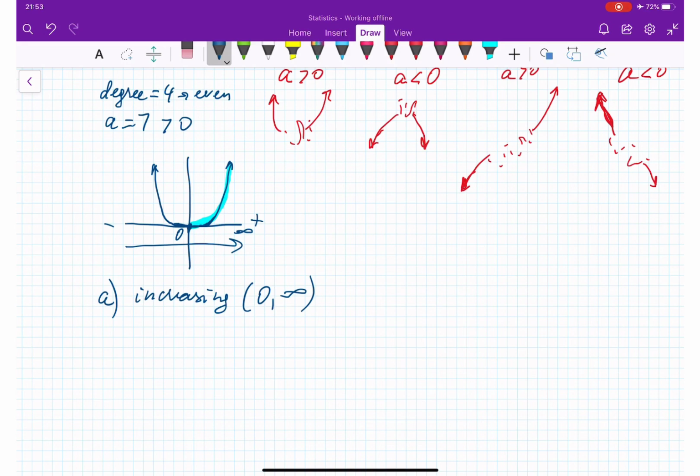And B, decreasing. It's decreasing in this area, see, it's going down. Which is going to be from negative infinity all the way to 0. This is the turning point right here. So it's going to be from negative infinity to 0.